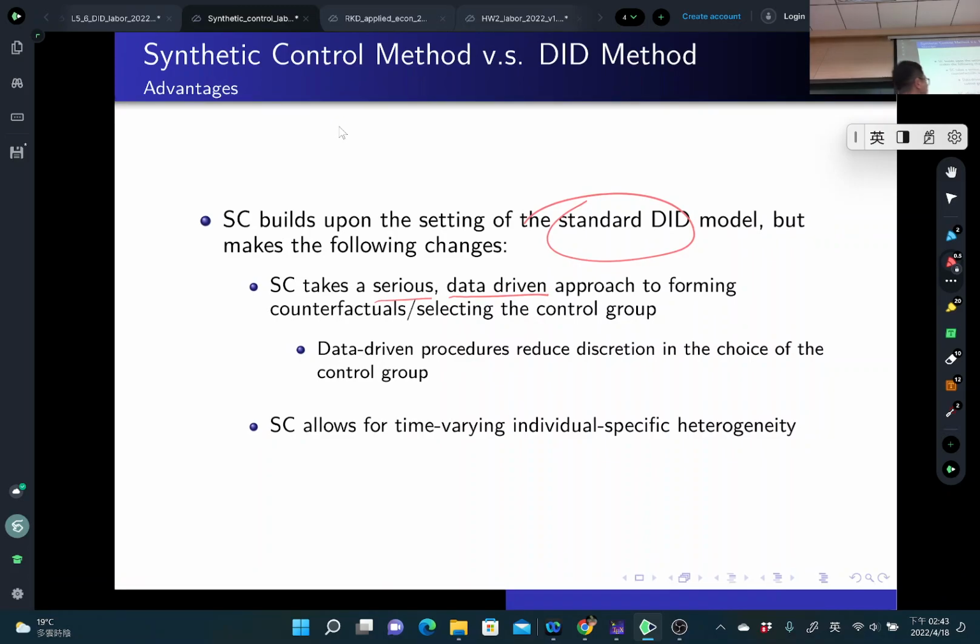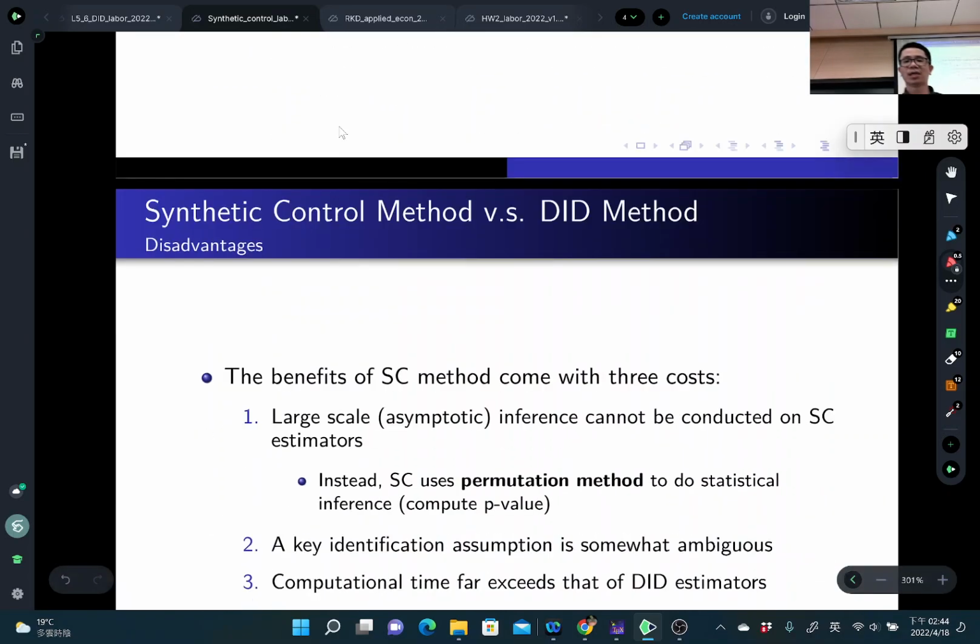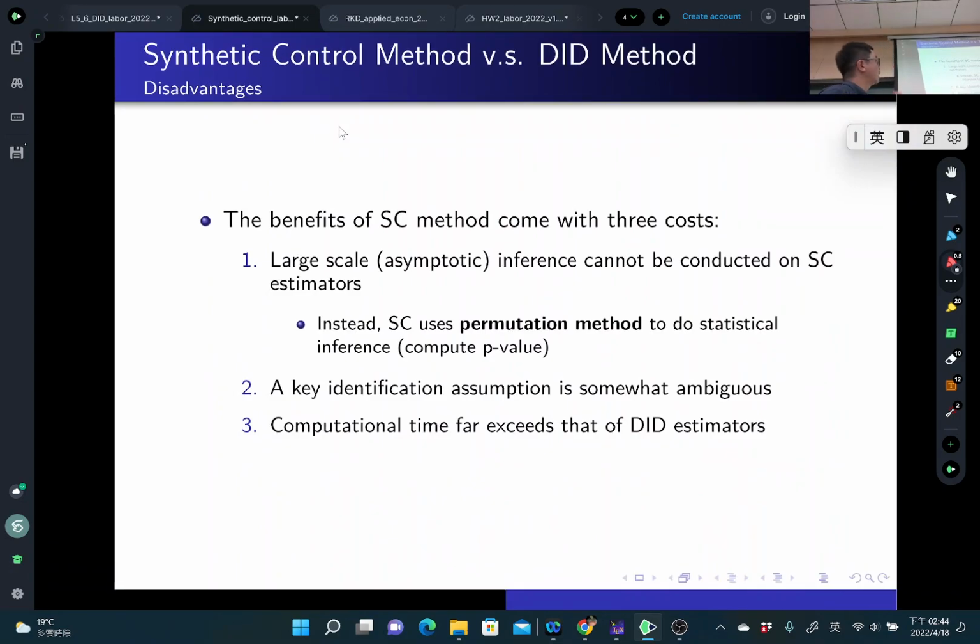Okay. Another thing is synthetic control can allow for time-varying individual or group specific heterogeneity. And that's something we will discuss later. So compared to difference-in-differences, we can deal with this time-varying effect from the individual or group level on observed factors. And that is something difference-in-differences cannot do. Okay. But the benefit of the synthetic control method comes with some costs.